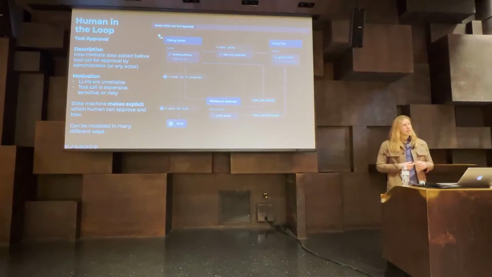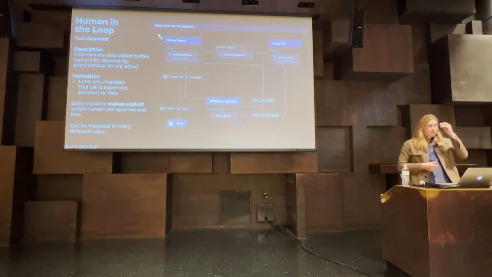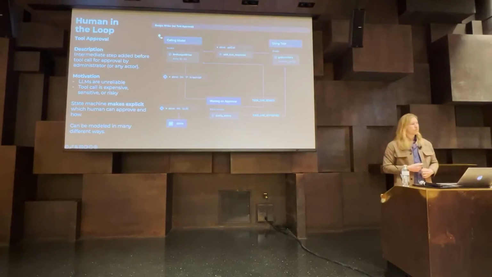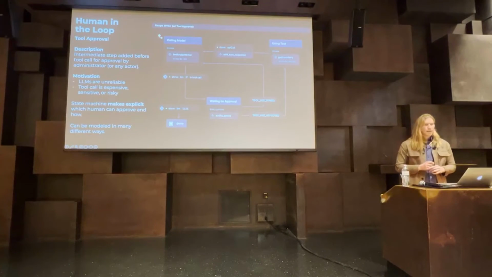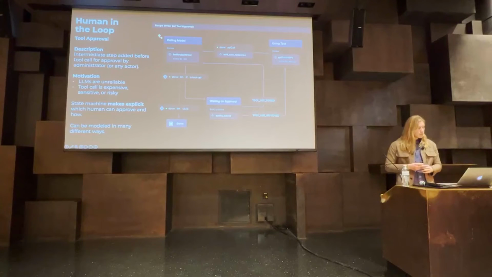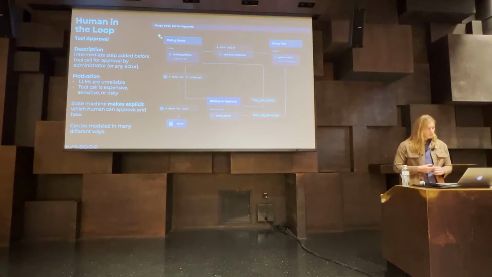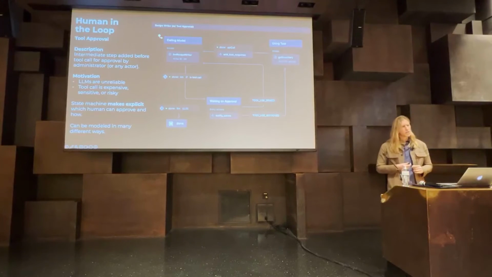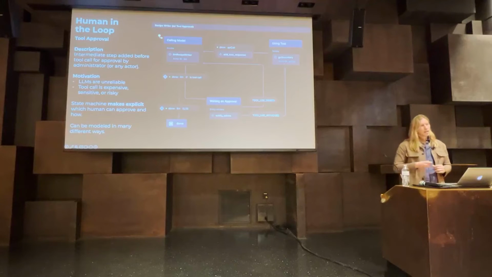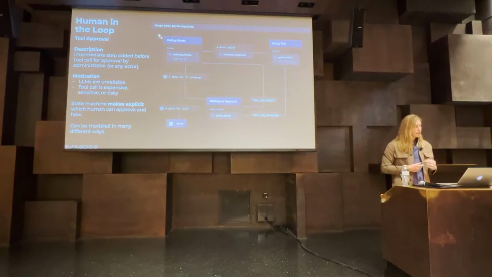So now right away, let's talk about how we can add human in the loop. Sorry for that. So here in the state machine, I've added an intermediary step called waiting on approval. And this is where an administrator or really any actor has the opportunity to approve or deny that tool request.